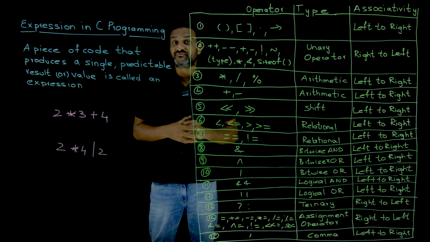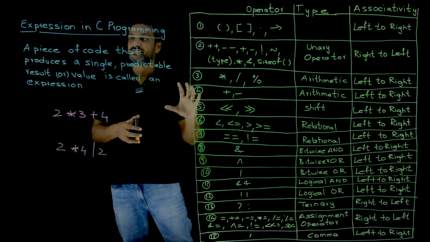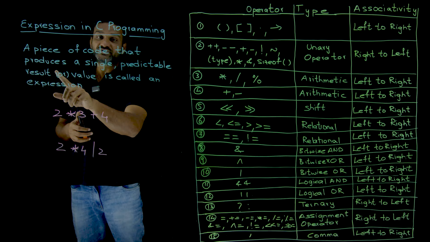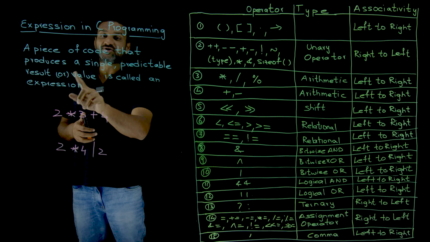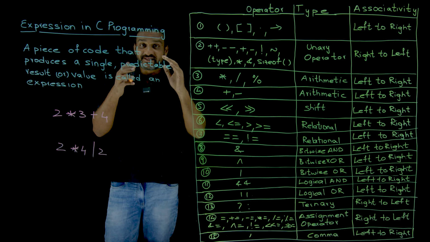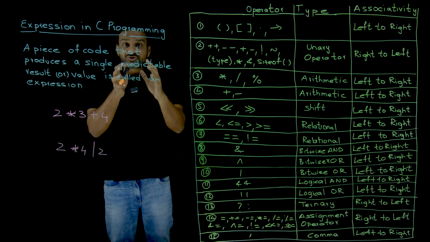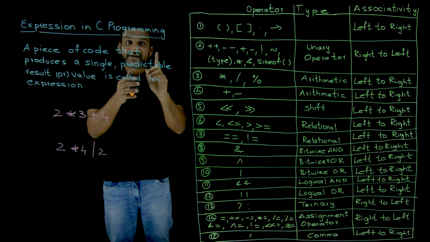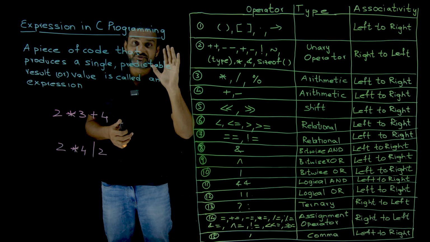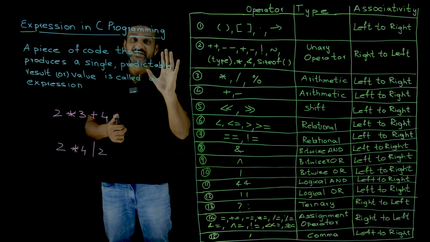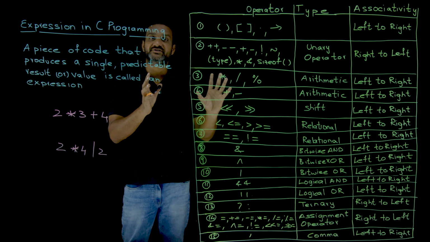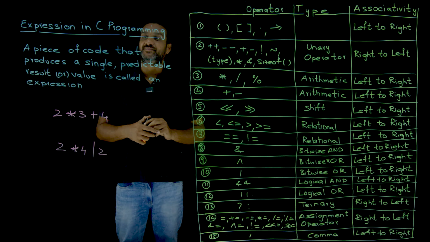Let's start our discussion with the definition of expression. What is meant by an expression? A piece of code that produces a single predictable result or value is called an expression. So any piece of code which is going to produce one single predictable result or answer is what we call an expression in the C programming language. Not only in C, in any programming language, the definition is the same.